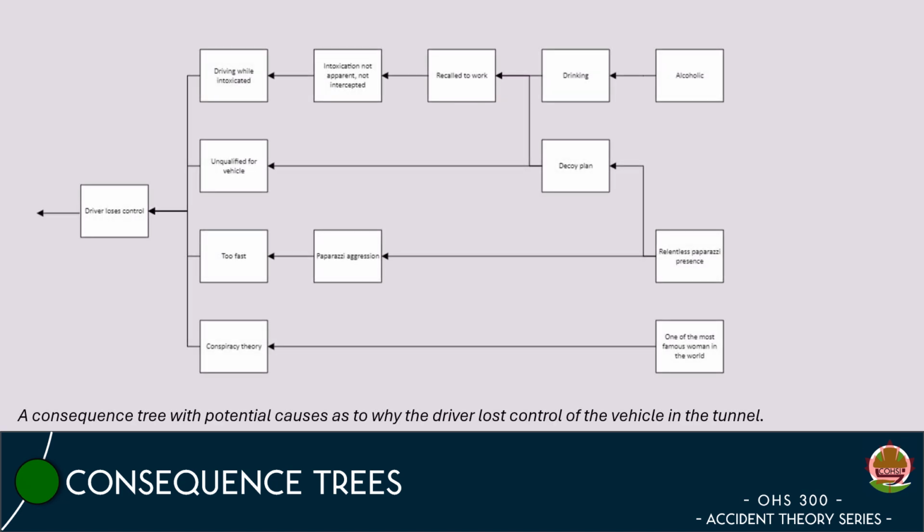The next consequence tree is structured with the event driver loses control positioned on the left side, and the preceding contributing factors arranged sequentially. These factors include the driver driving while intoxicated, being unqualified to operate the vehicle, driving at an unsafe speed, and conspiracy theories surrounding the crash. The inclusion of conspiracy theories as a precursor reflects the global fame of the Princess of Wales, whose high-profile status led to significant public scrutiny and speculation about the circumstances surrounding the incident.